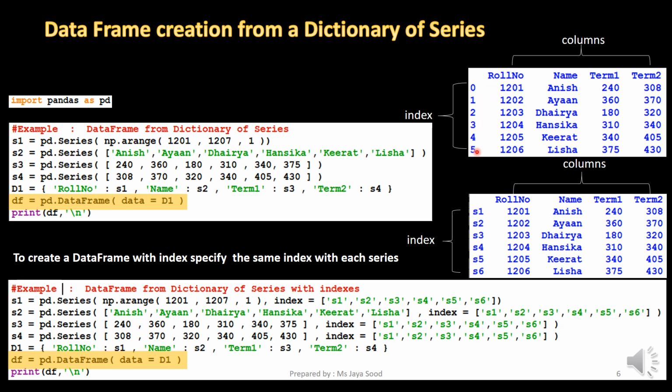If you want to set the index labels as S1, S2, S3, S4 and so on for this data frame, then you need to pass these values as the index for each of the series S1, S2, S3 and S4.